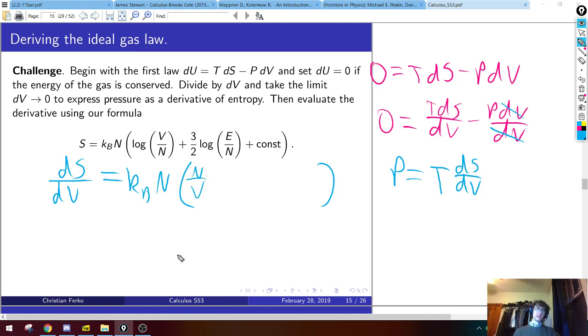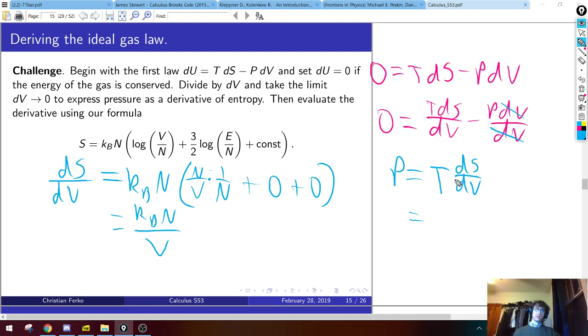What's the derivative of the inside? The derivative of the inside is 1 over N. Okay, so by the chain rule I should do this, right? And then plus 0, yes. So that equals k_B N over V. Good, okay. Plug that in here, and what do I get?